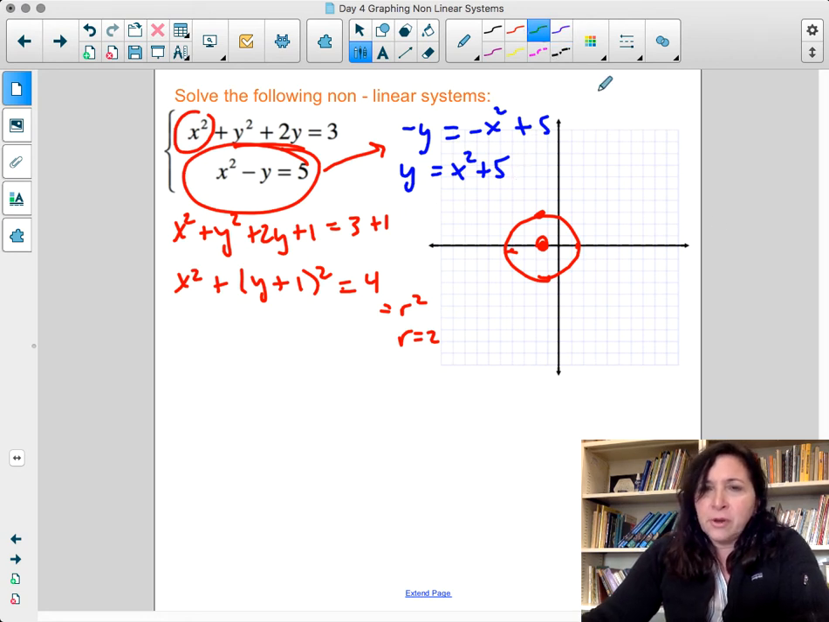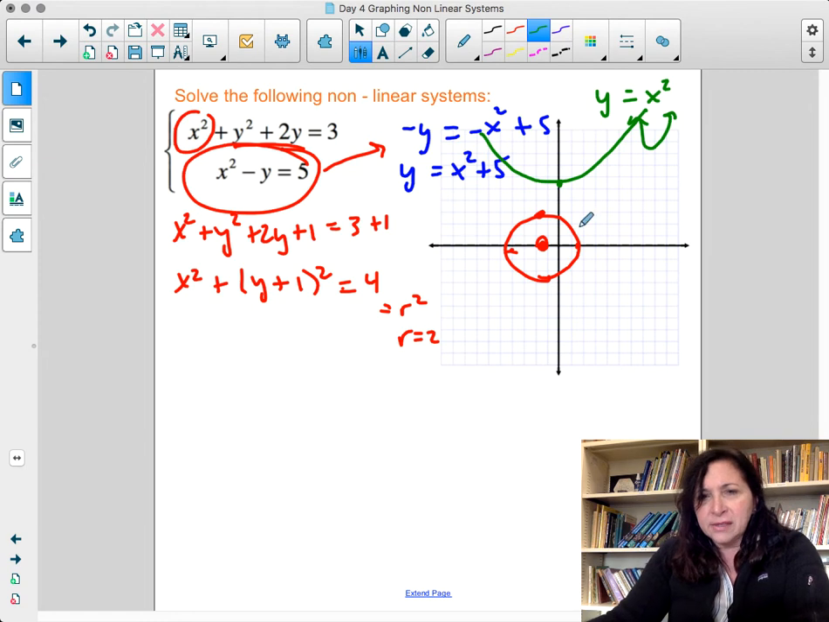Well, you guys know that y equals x squared looks like this, right? And if you add 5, that's going to bring that up here. So my parabola looks something like this. And if that's the case, there's actually no intersection point. So this would be no solution because there's no intersection.